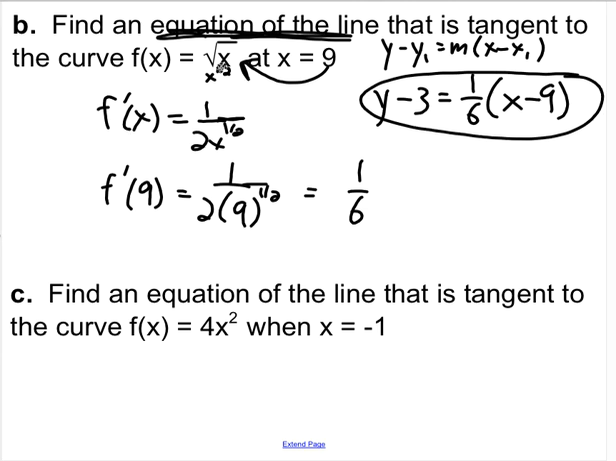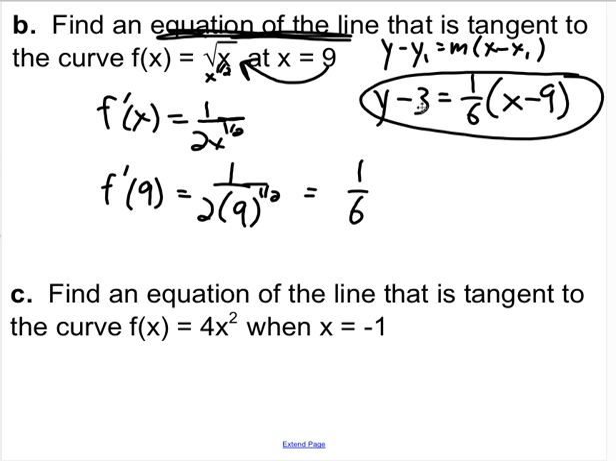Right? If we take our derivative, we multiply by a half, we subtract 1, I simplified it and put it in the denominator, and now plug in the 9. Well, if I plug in the 9, the square root of 9 is 3. 2 times 3 is a 6. And lastly, put it in point slope.